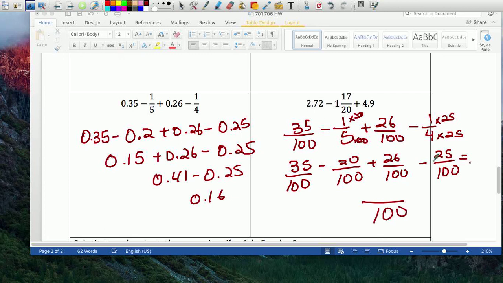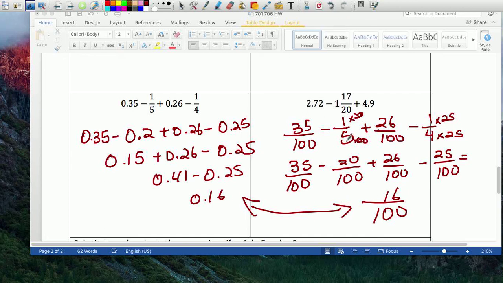Now I can do the same thing as before: 35 minus 20 is 15. 15 plus 26 is 41. 41 minus 25 is 16. And you can tell, the same answer, just expressed differently. One is 0.16, the other one is 16 over 100.